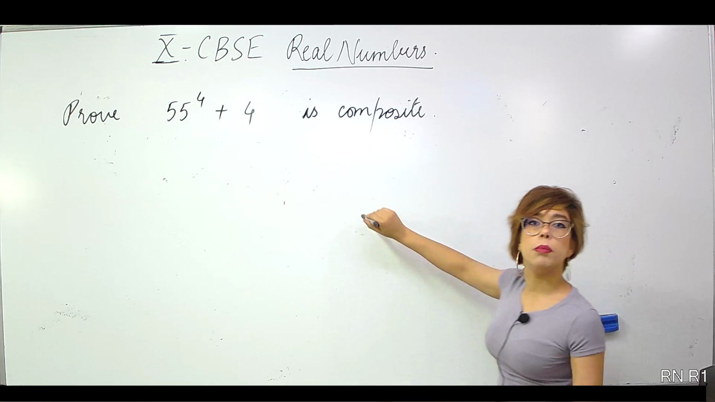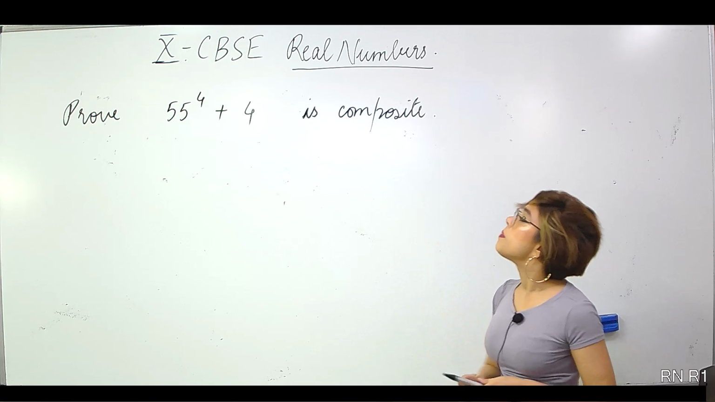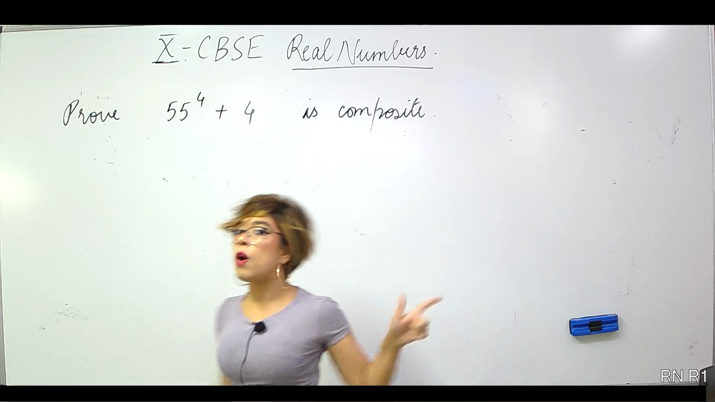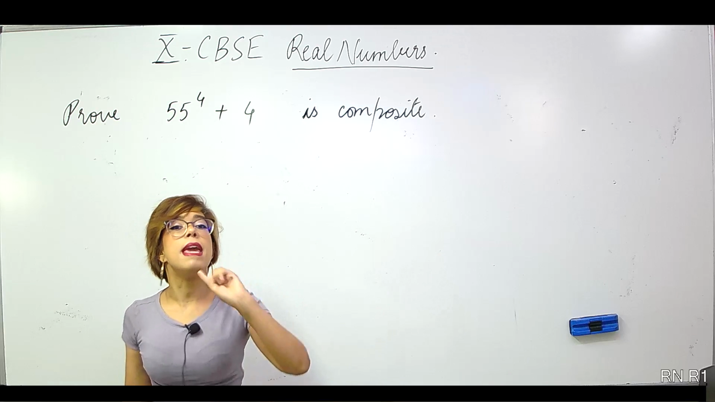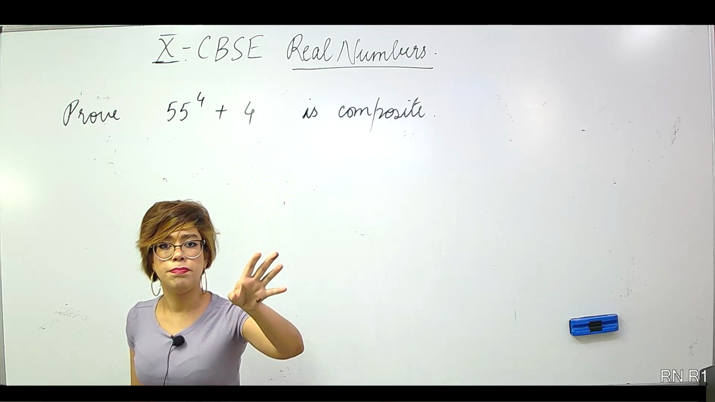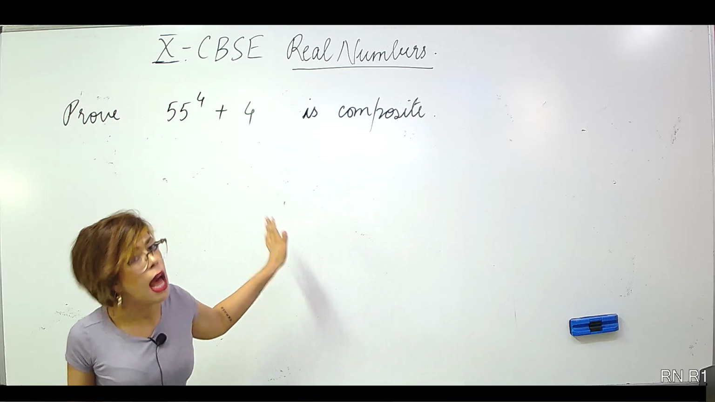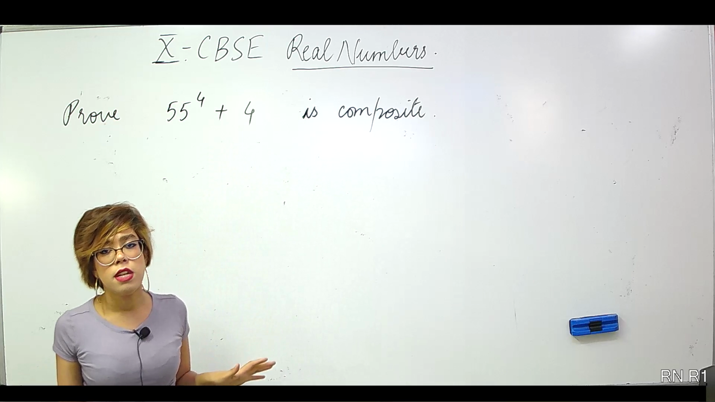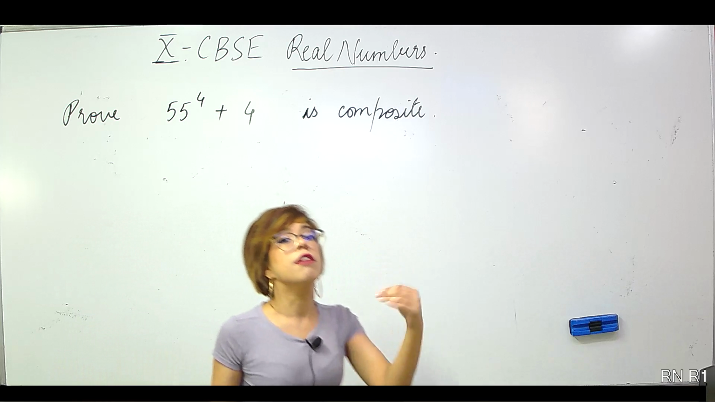Let's discuss it on the board now. Right. Now, I need to prove that it is composite. That means if I'm able to find another factor, except for 1 and the number itself, I'll be able to prove that it is composite. I am looking for another factor.